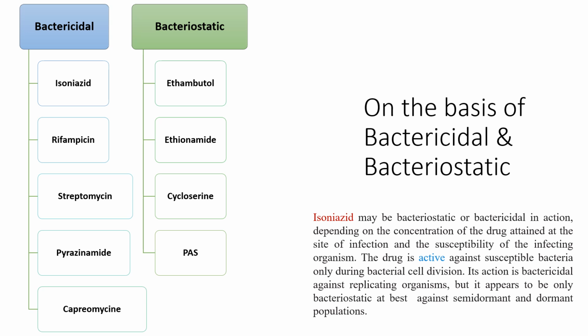Next classification is based on the bactericidal and bacteriostatic activity. So isoniazid, rifampicin, streptomycin, pyrazinamide, capreomycin, they show bactericidal effect, and on the other hand bacteriostatic activity is shown by ethambutol, ethionamide, cycloserine and PAS. Now one point you have to note here, that isoniazid can show both the bacteriostatic and bactericidal actions. This is based on the concentration of this drug at the site of infection and the susceptibility of the infecting organism.